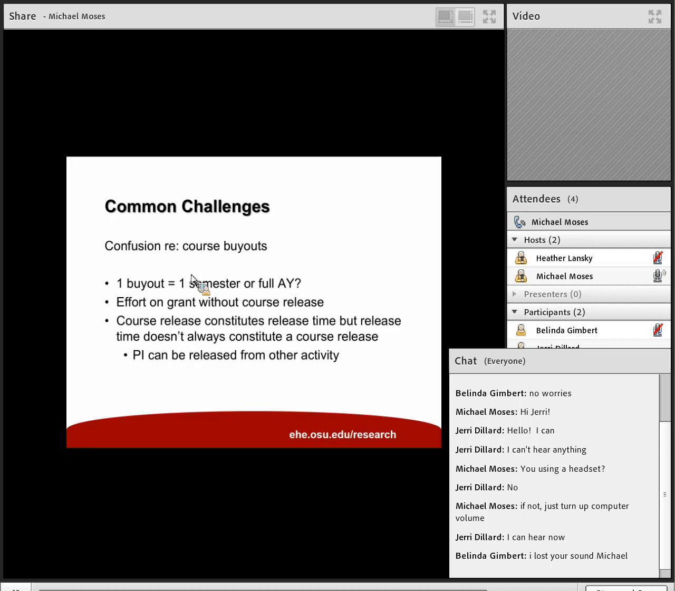Sometimes faculty might have effort on a grant without a course release. Typically, if you have effort on a grant, there's a course release, but it isn't always the case. It's also important to note the distinction between a course release and release time. It's kind of like a square and rectangle relationship, I like to say. A course release always constitutes release time, but release time doesn't necessarily constitute a course release. A PI can be released from another activity other than teaching, or the amount of effort they might have on a grant is so minimal that it doesn't constitute a major release of any of their activities.